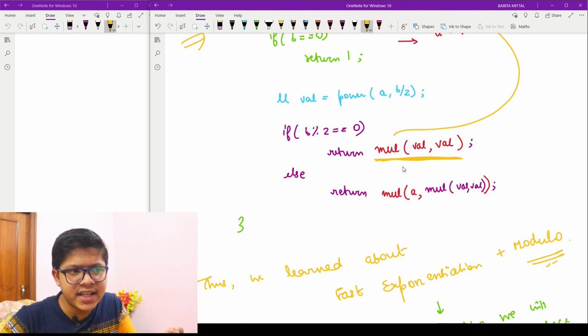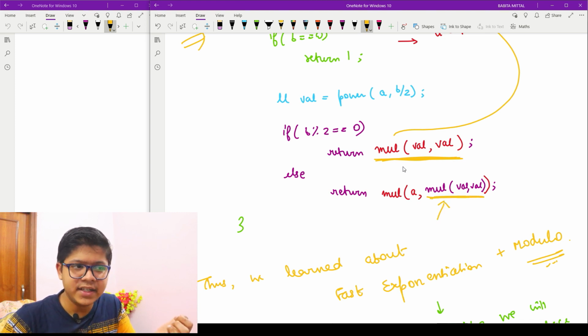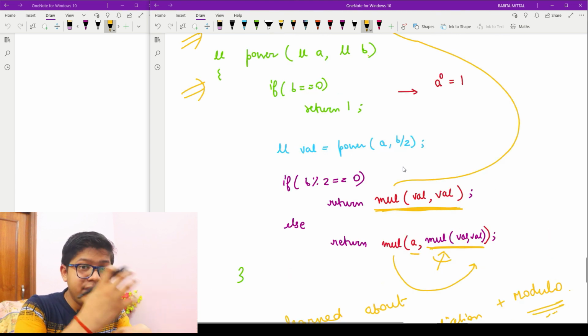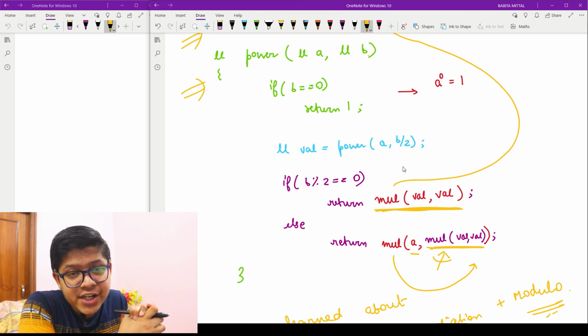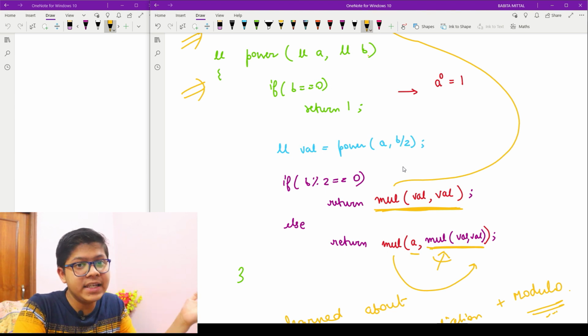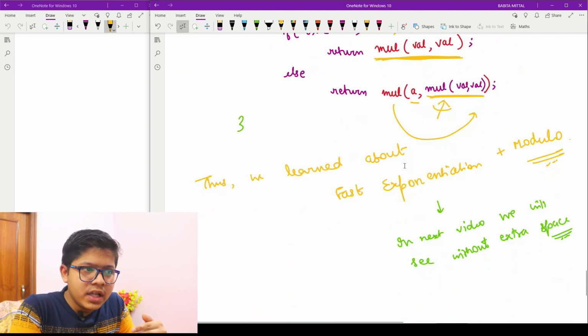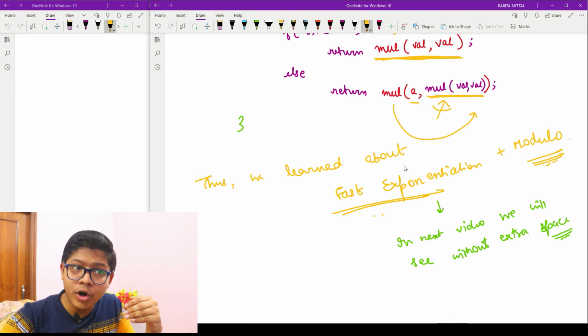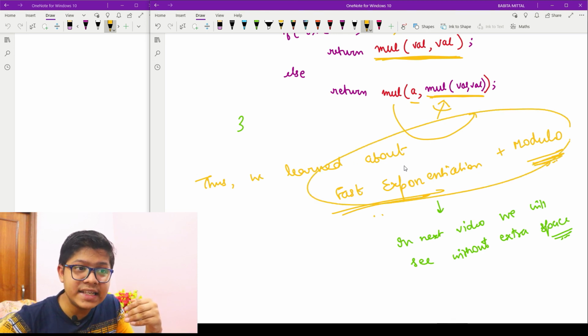So you can clearly see that I just did the val into val multiplication and the result obtained is right here. Then I did a into the result modular multiplication. So we are also able to compute a raised to the power b mod m, which means modulo any number. In this video we learned about fast exponentiation with modulo and integrated these as well.